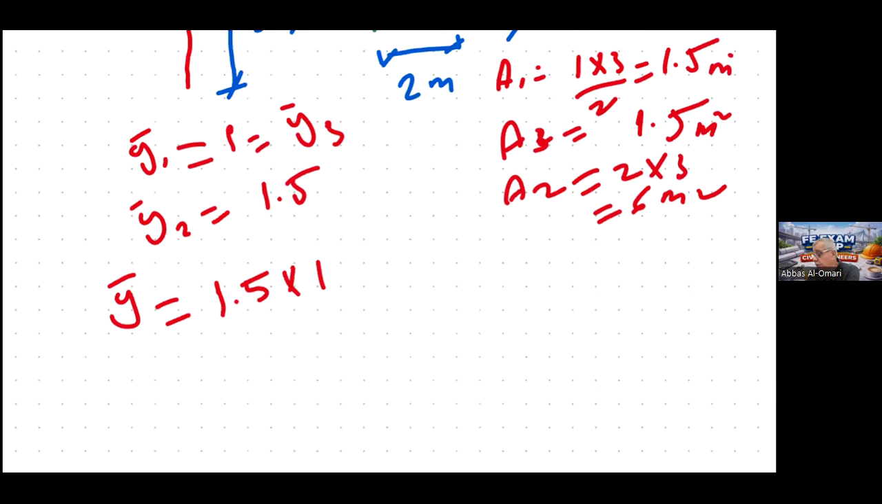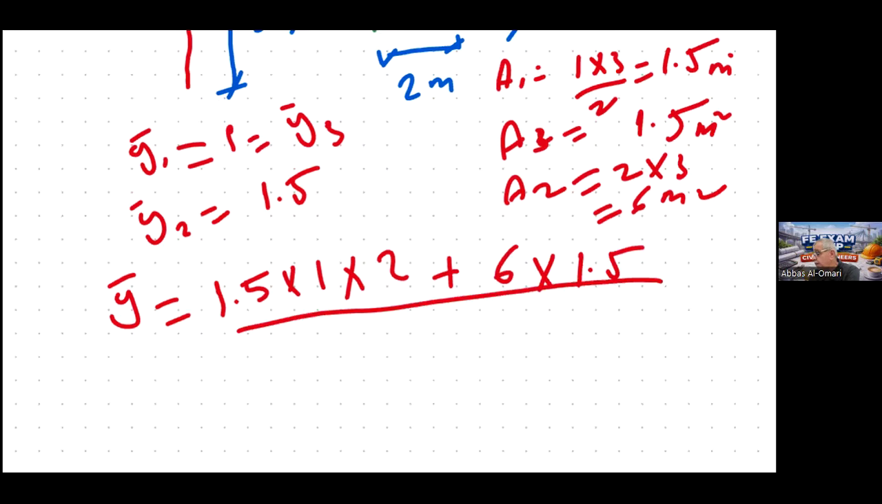for the 2 triangles, plus the rectangle, which is 6 by 1.5, divided by the total area. The total area is 9, which is 1.5 plus 1.5 plus 6. This is 9. So this gives us Y bar equals 1.33 meter from the top of the gate.